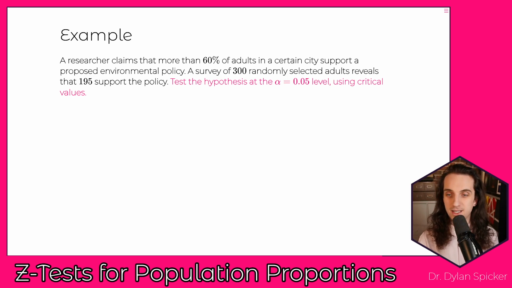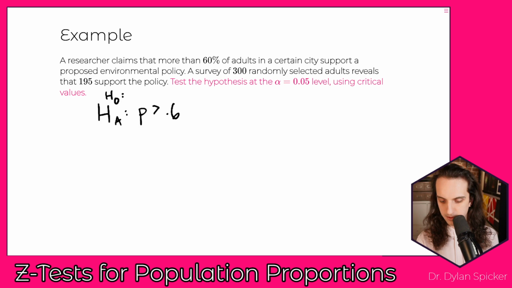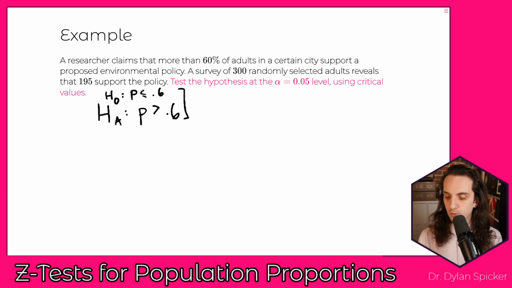The researcher is claiming that more than 60% of adults support the policy, and so the researcher is making the alternative claim that p is greater than 0.6, right? That is going to correspond to a null hypothesis here of p being less than or equal to 0.6. Okay, and so we have our null and our alternative here. We note that n is going to be 300, x is going to be 195, alpha is 0.05.